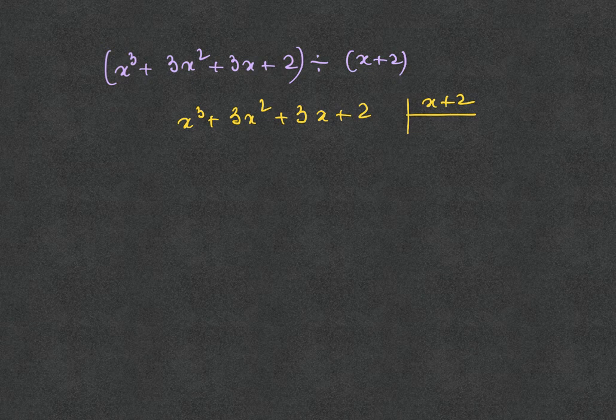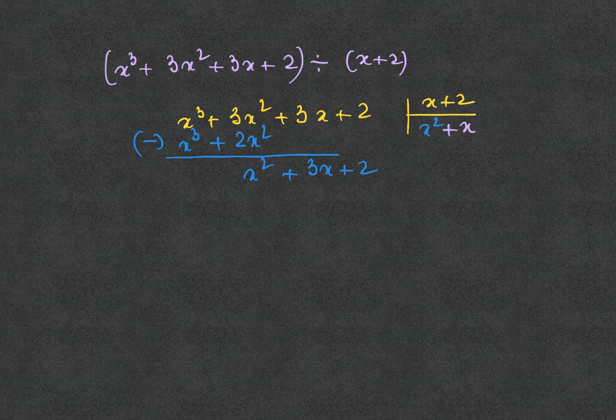Now, x into x cubed goes x squared times. x squared times x is x cubed. x squared times 2 is 2x squared. We subtract them and we get x squared, and I bring down the other terms, plus x plus 2. Now, x squared divided by x is x. I multiply: x squared plus 2x. I subtract and I get x plus 2.